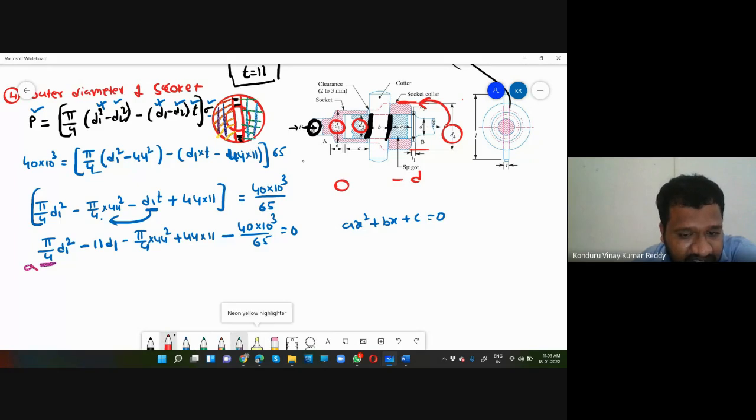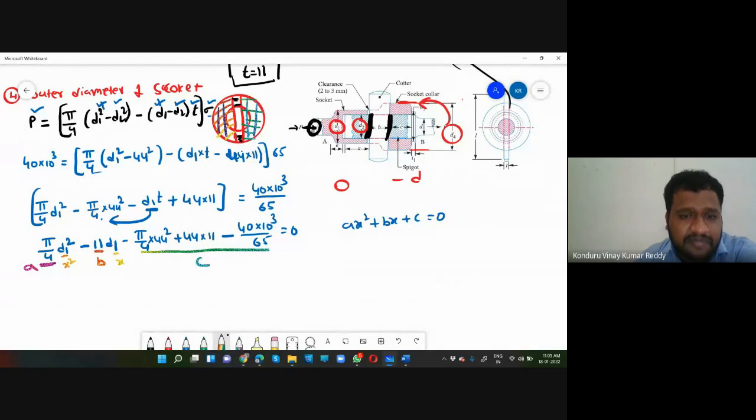Now this is going to be your b value. This is x square, this is x, and this total term is going to be c. It is in the form of ax square plus bx plus c. In your calculator, go to shift mode, where you can see equations. In equations, the ax square plus bx plus c form will be there. Select that form, substitute the a value, b value and c value, and press equal to. Thereby you will get d1 equal to 54 millimeters.